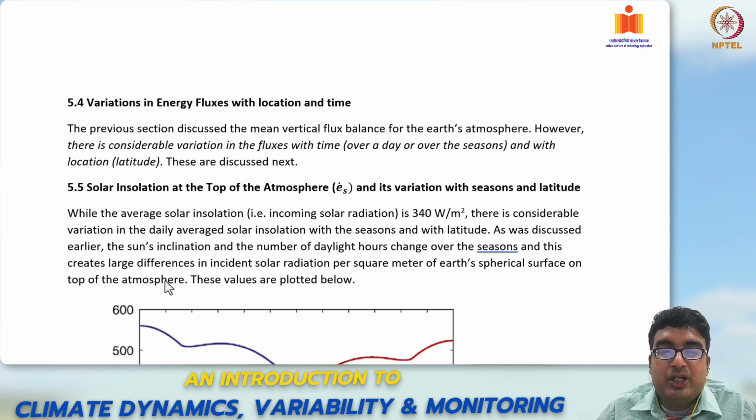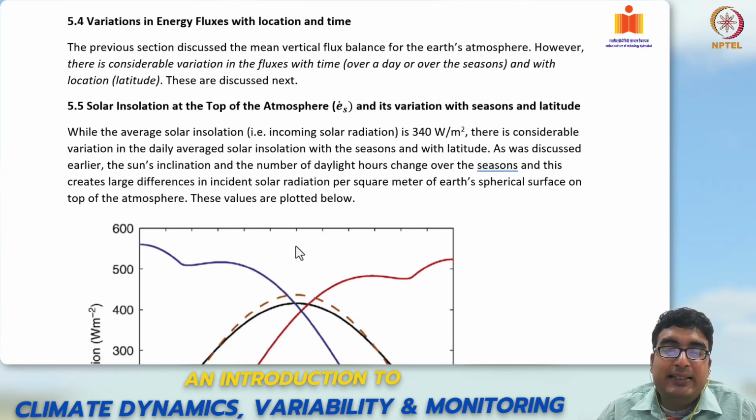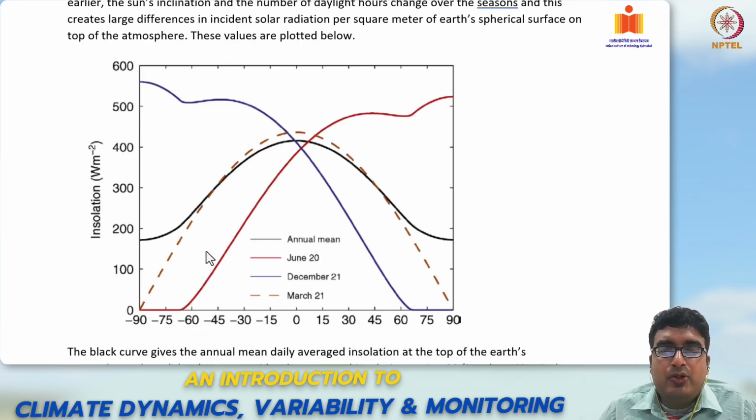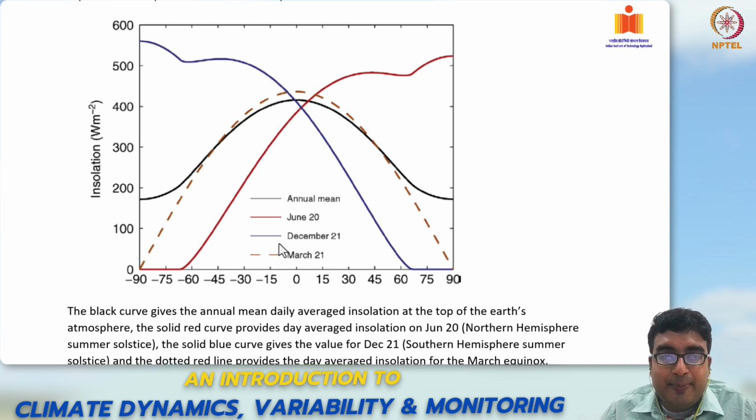Hence, we see large differences in the incident solar radiation per square meter of Earth's spherical surface on the top of the atmosphere. These values are plotted below. So here, what you see at the bottom are the latitude values. 0 to 90 is 90 degrees north, 0 to minus 90 is 90 degrees south. So this is the North Pole and this is the South Pole. The black line is the annual mean solar insolation in watt per meter square at the top of the atmosphere that a certain latitude is receiving.